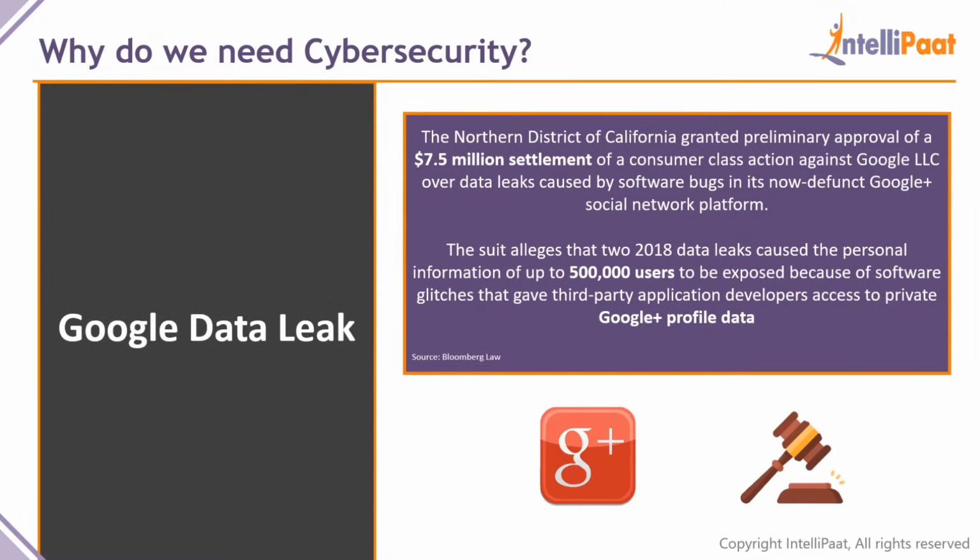There's another example that we can look at, which is the Google data leak. Essentially, the information of up to 500,000 people was leaked online due to some third-party application glitch. You may remember, whenever you try to create an account on some third-party website using Google, there are some permissions that you need to give to that website. If you're not careful with that, you might actually be compromising your own data.